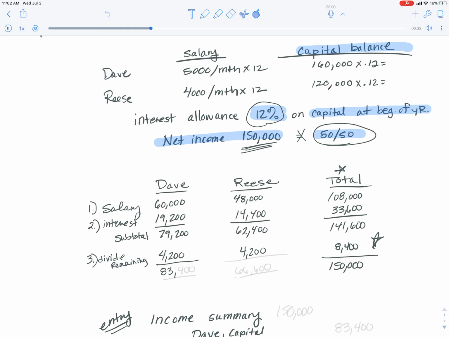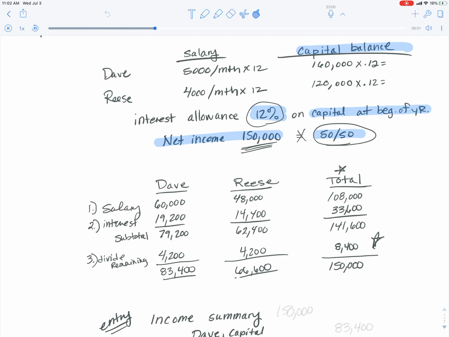So now in all, Dave has gotten 83,400 of the 150, and Reese has gotten 66,600 of the 150. So then we'll do a journal entry.